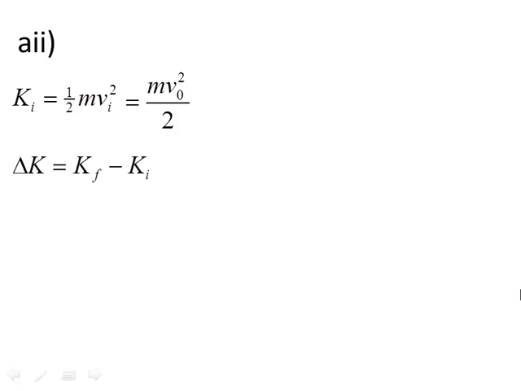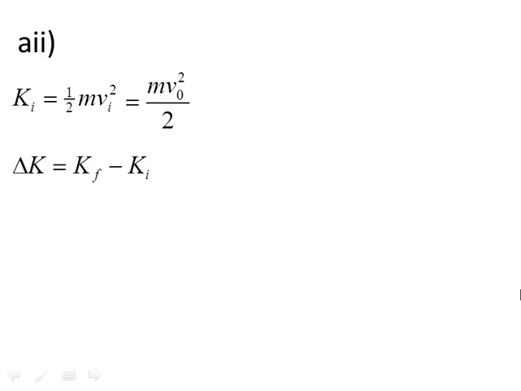The second part of part A asks us to find the change in kinetic energy, and that's pretty easy because we just want to do the final kinetic energy minus the initial kinetic energy. The initial kinetic energy is just 1/2 m vi squared. The initial kinetic energy of the system is just the kinetic energy that that clay blob had. So it's m v0 squared over 2. And then the change in kinetic energy is Kf minus Ki.